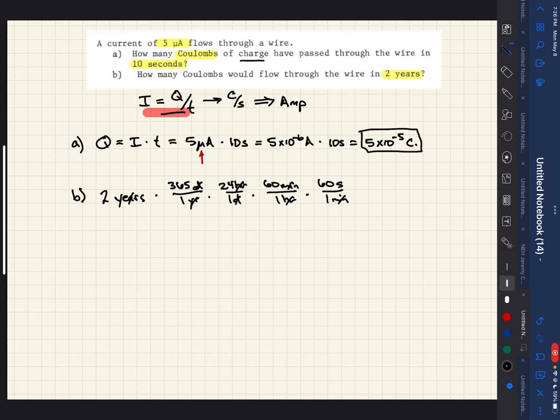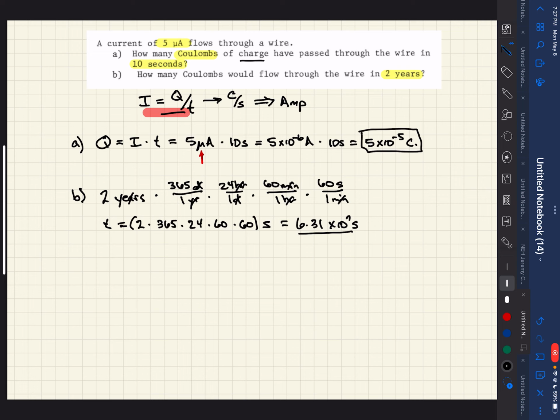So we could rewrite this then to say that our total time is going to be 2 times 365 times 24 times 60 times 60. And that'll all be in seconds. So if we plug that into our calculator and calculate it out, we should come up with an answer of 6.31 times 10 to the 7 seconds. And so this is how many seconds there are in 2 years.